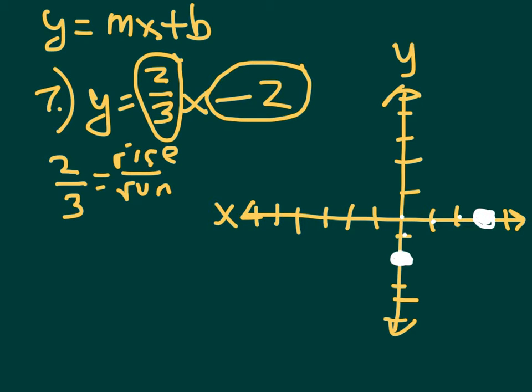I've got 2 points, and I just draw a line right through them. And that's my line. So that's number 7. Moving on, new slide. So I'm going to go ahead and do number 8 as well. 8 looks a little bit different because it's not set up so easily as 7 was.